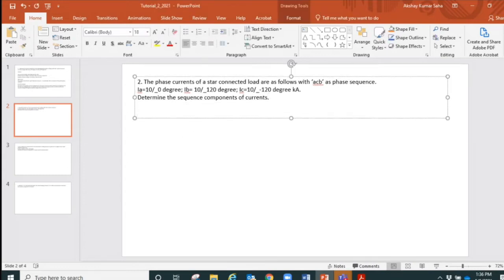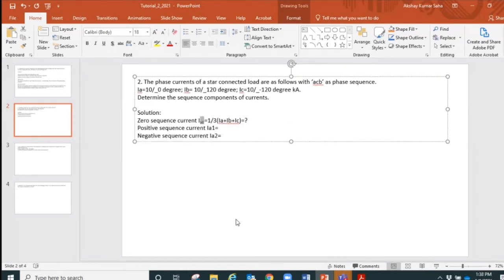We have to determine the phase sequence components of current. And how do we do that? Again, it's the same thing. We write zero sequence current IA0 is equal to 1/3 of IA plus IB plus IC. So you can calculate and tell me the value of this one. Zero sequence. Yes, it's 0. I want to hear it from others. Yes, I got the same. Thank you very much. Anyone else?